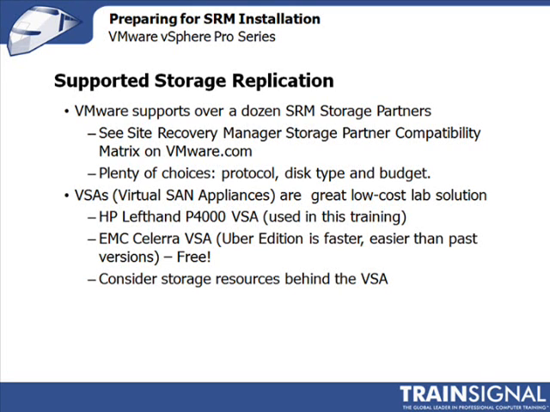You'll notice that there are plenty of choices for the protocol, whether it's NFS, iSCSI, or Fiber Channel. All these different SANs have different disk types, whether it's Fiber Channel, SAS, SATA, or even SSD, and different budgets. You can start out at, well, free, as in the case that we're doing here for an eval, on up to an enterprise class SAN. You'll notice that most of those SAN products in that matrix were traditional hardware-based SANs, but there are also some great VSA options available too.